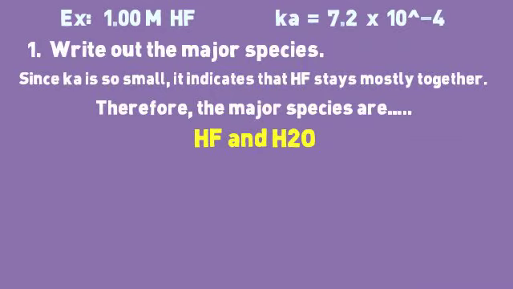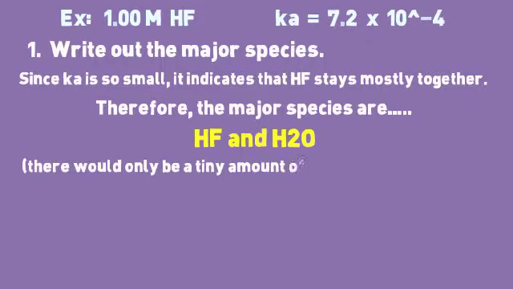What about H+, F negative, OH negative? They're so tiny in comparison. Remember, that's what the Ka means, that we can discount them. There would only be a tiny, tiny amount of those in comparison to how much HF and H2O there are. So we can discount their presence.